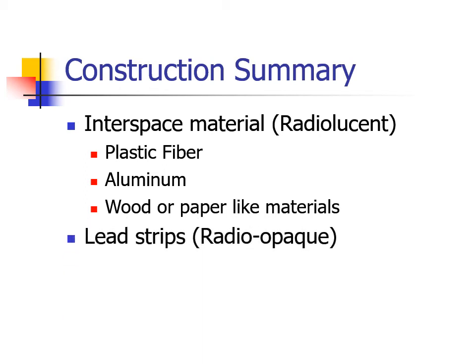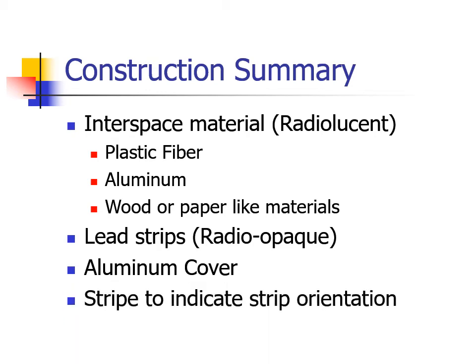Lead is the functional element of the grid and it absorbs the scatter radiation. An aluminum cover is added to protect the grid and support its structure. And finally, a stripe is added to the cover to indicate the orientation of the lead strips so a radiographer can make proper angling decisions that will not cause grid cutoff.